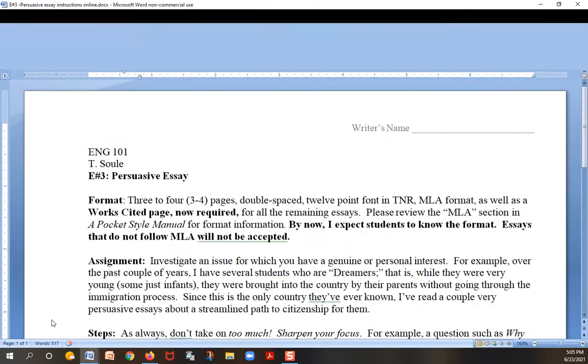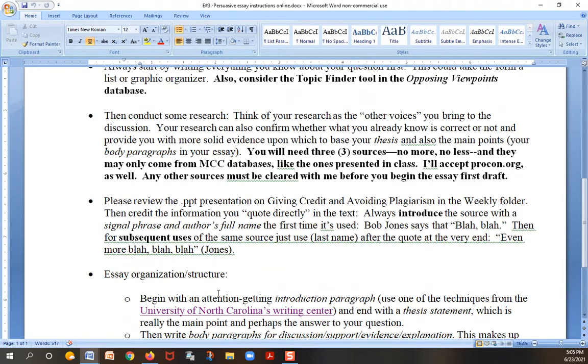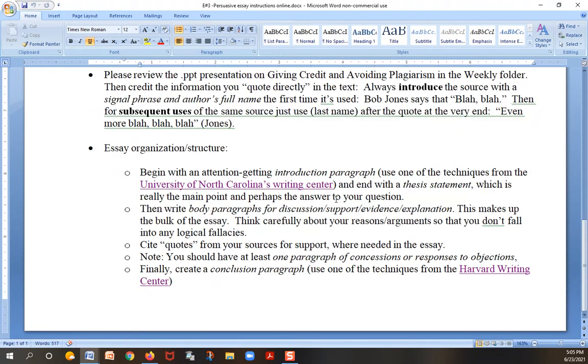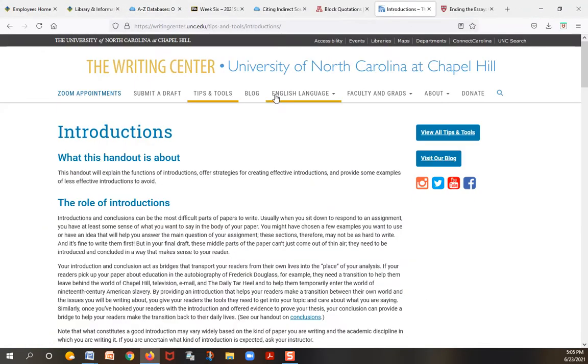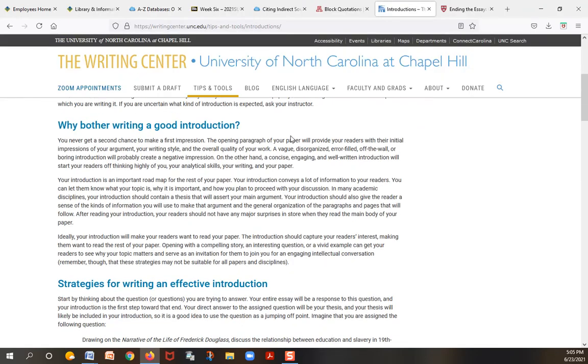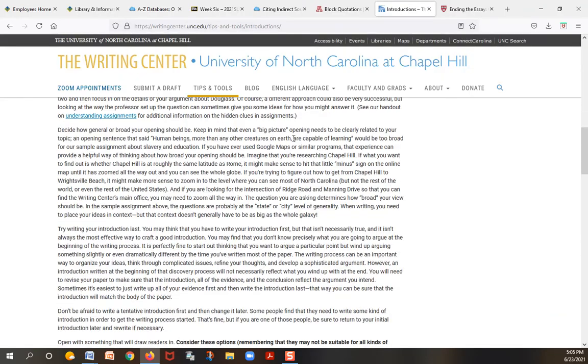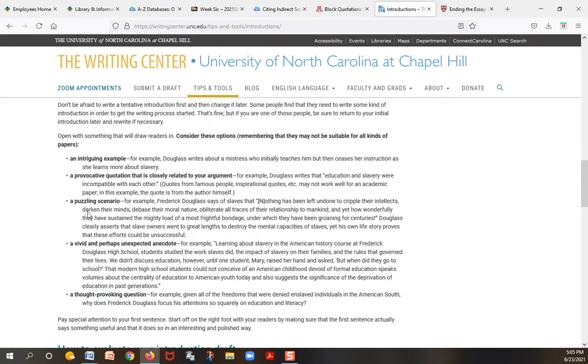And then the next thing I want to do is talk about beginnings and conclusions. So you'll always want to begin with one of these strategies from the UNC Writing Center and conclude with one of the Harvard Writing Center. This is a requirement, by the way. So here's the page on introductions. Talks about their role and what effective ones are, and then it gives you actually some strategies. And some of you have used these, but most of you are not.